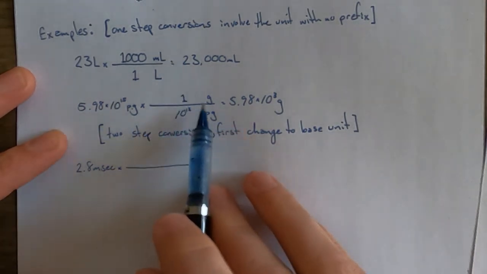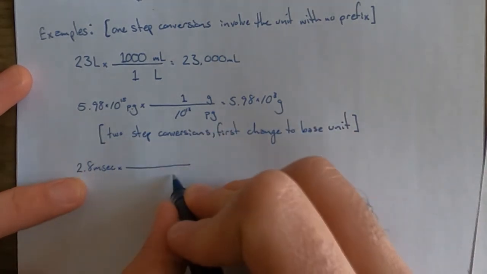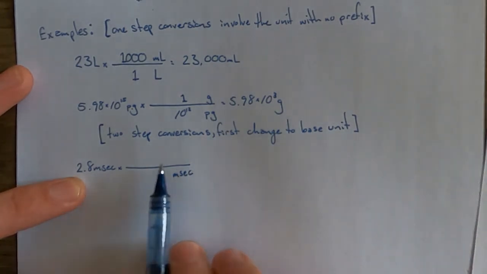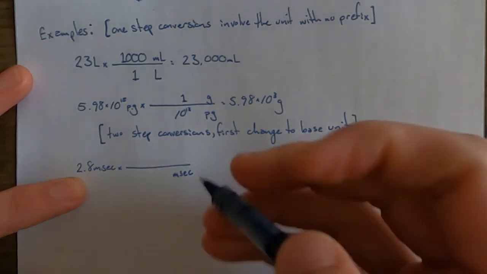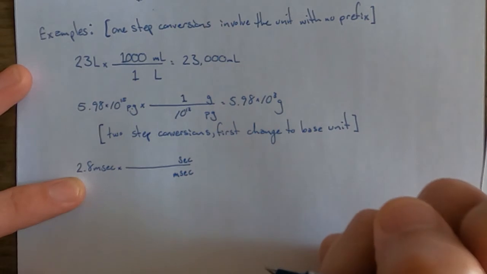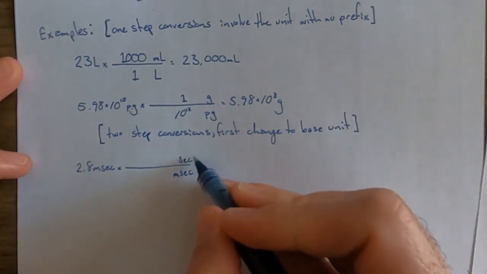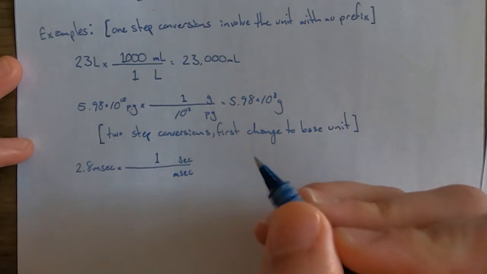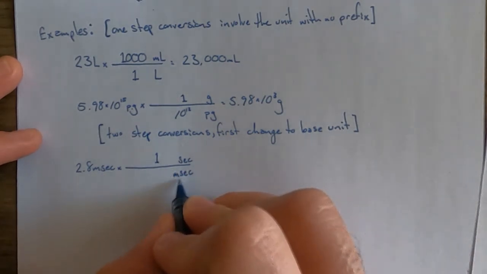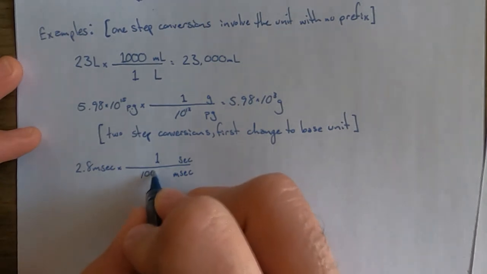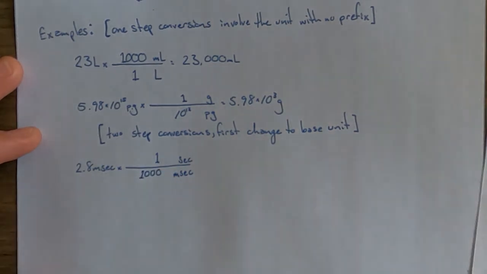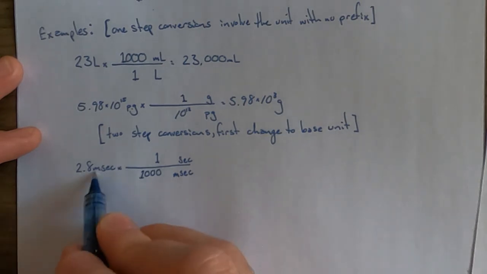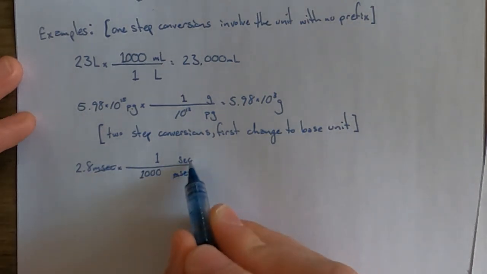Now, in the one-step conversions, we were putting what we wanted to get rid of on the bottom, which is still the strategy we're going to use. But in the first step of a two-step conversion, we're changing to the base unit, which in this case would just be regular seconds. Now what's longer, 1 second or 1 millisecond? That's right, 1 second is longer. And milli means that there are 1,000 of these in one of the base units. So that's 1,000. We also could have put 10 to the third. So 2.8 milliseconds times 1 over 1,000. Milliseconds would cancel out, and we would be left only with seconds.